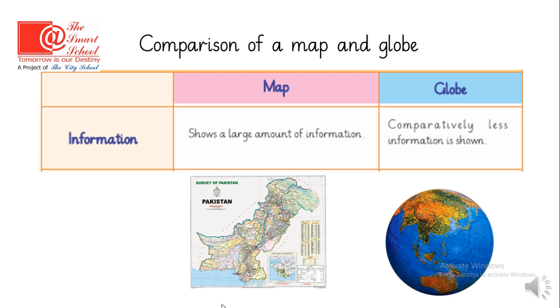A globe might show you the continents and the oceans and the countries located in different continents. Maybe the cities also. But it's not going to show you the weather of a place. It's not going to show you the network of roads. So globes show less information.